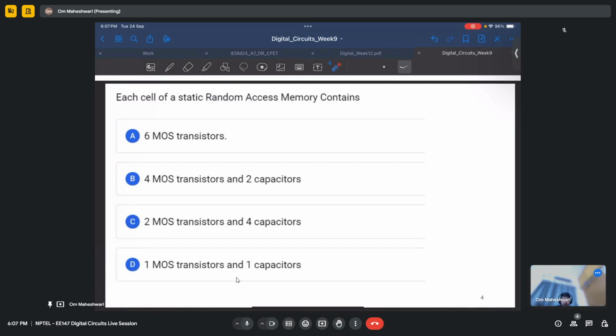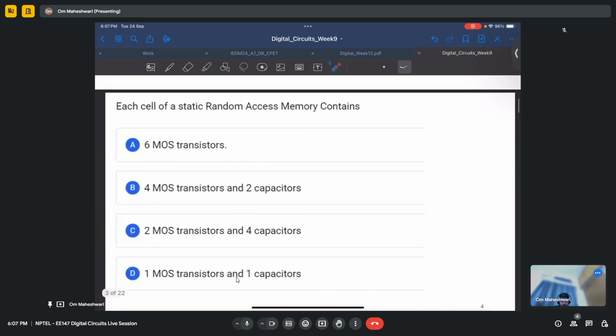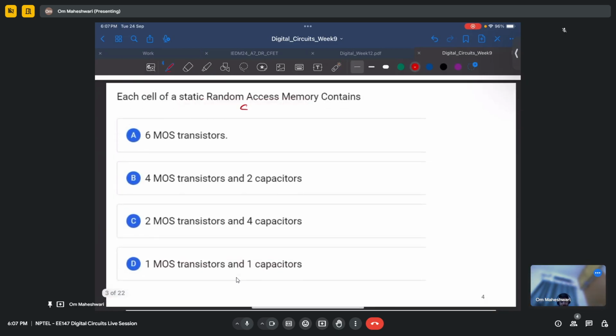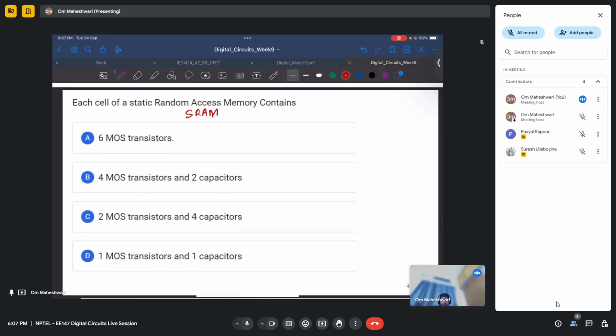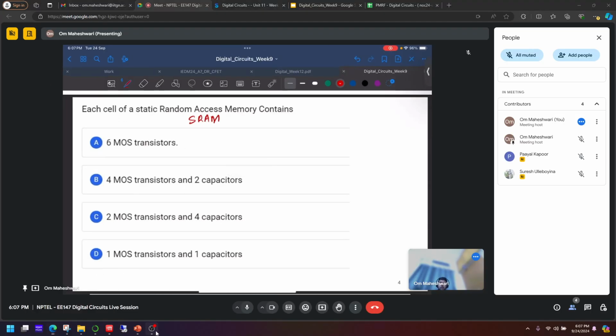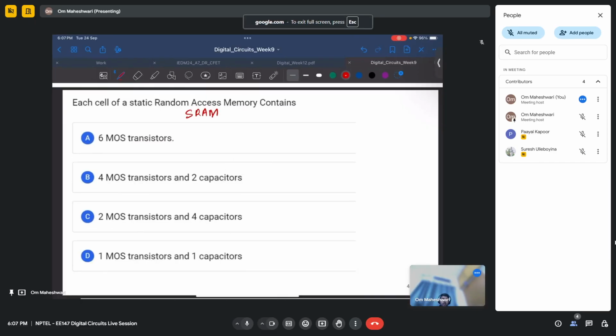The first question is about static random access memory, which is also called SRAM. We have to tell what each static SRAM memory cell contains. Does anyone know the answer to this question? Okay, so let me answer.